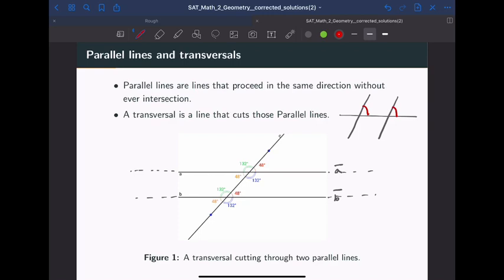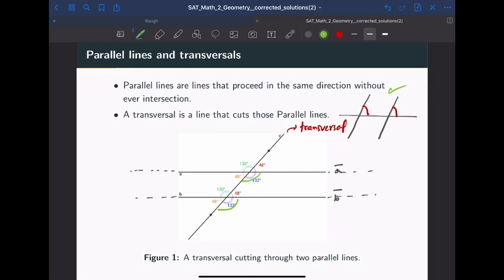Here we can see the same thing happening. These 2 lines are parallel. This line that cuts them is called a transversal, because it cuts two lines. To see whether they are parallel, we can employ the check that we just talked about, and we see that these two angles are actually equal. A few other angles are also important over here.